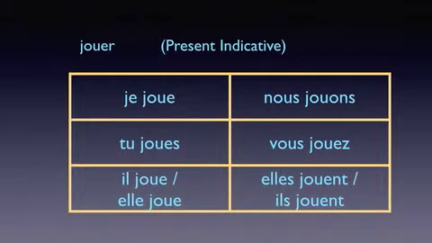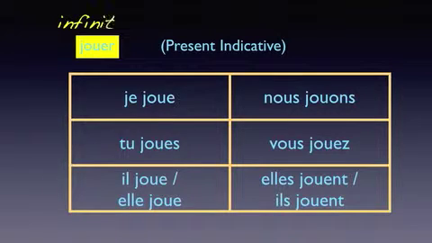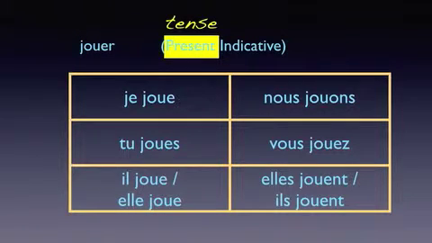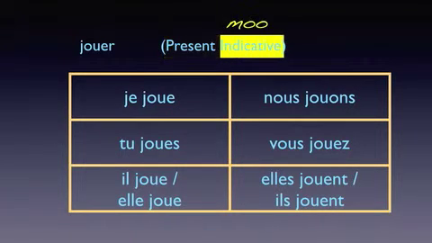To conjugate jouer in the present tense indicative, we often draw out a little chart like this. Jouer is the infinitive. Present is the verb tense. Indicative is the verb mood. Don't worry about mood now, but it doesn't mean what we use in literature, romantic mood or friendly mood or sad mood. Indicative mood just refers to the category of verb tenses that express factual things.